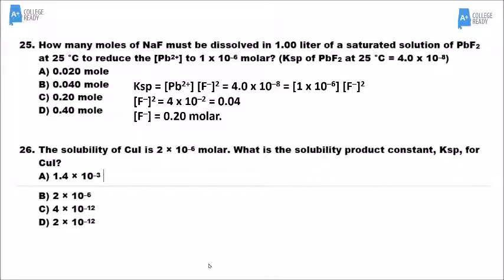Number 26, this time they're telling you what the solubility is and asking you to find KSP. So first we write the expression. We know that both copper ion and iodide ion will be 2 times 10 to the negative 6th, which means KSP is equal to 2 times 10 to the negative 6 squared. And again, this can be done without aid of a calculator.